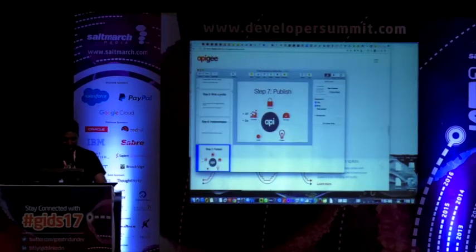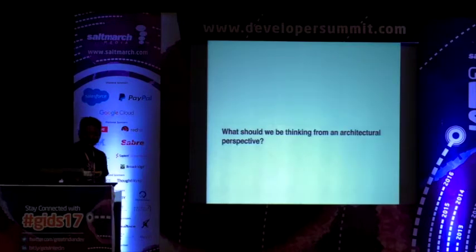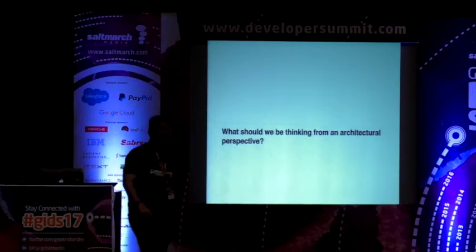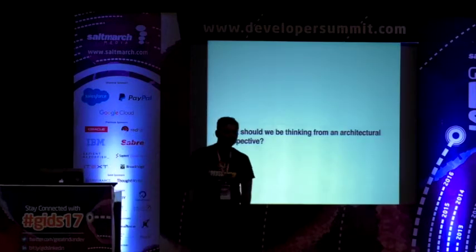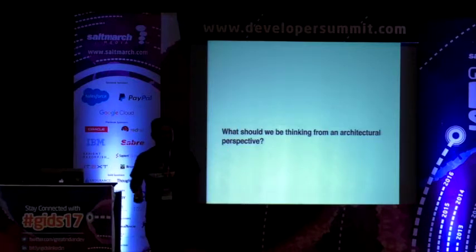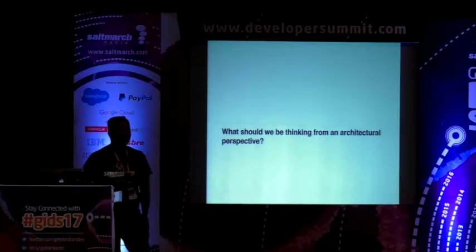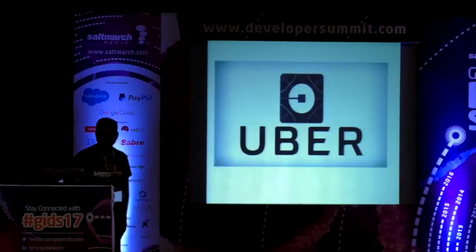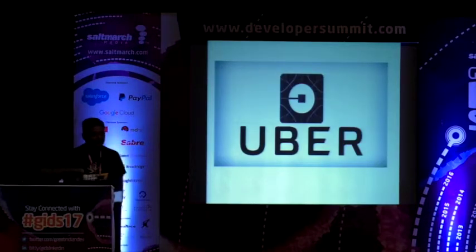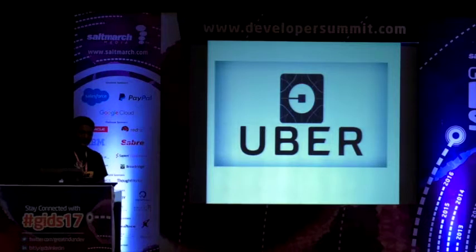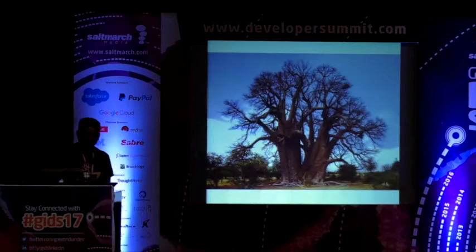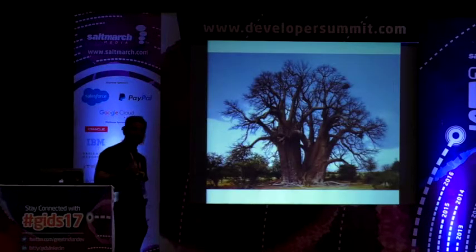All right. So what should we be thinking about from the architectural perspective? This is good, but now we need to look at, from an architecture perspective, how you're going to build these applications and how the APIs will be built. I'm going to take an example from Uber and look at it from the API perspective. When they started building, this was a monolithic app for them.